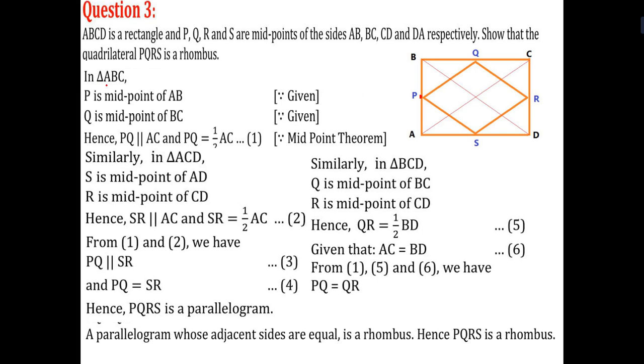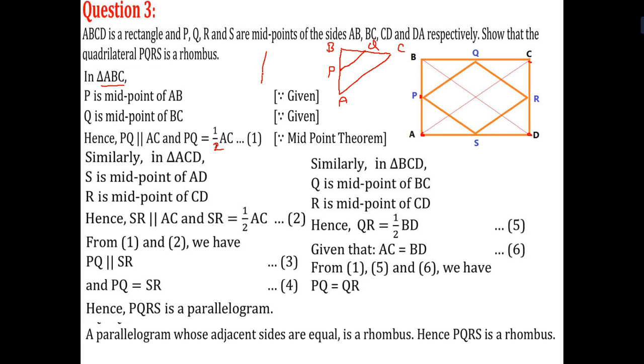So first, triangle ABC. If we see triangle ABC, we have to draw it here: A, B and C. P is a midpoint of AB and Q is a midpoint of BC. So if I join this, then PQ is parallel to AC according to the midpoint theorem and PQ is equal to half AC.